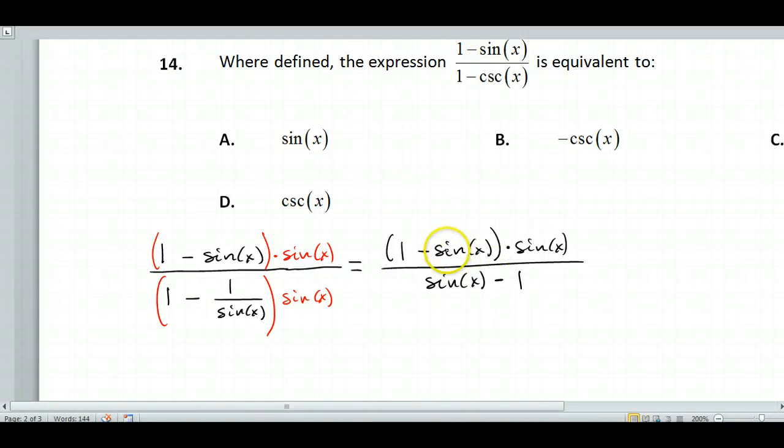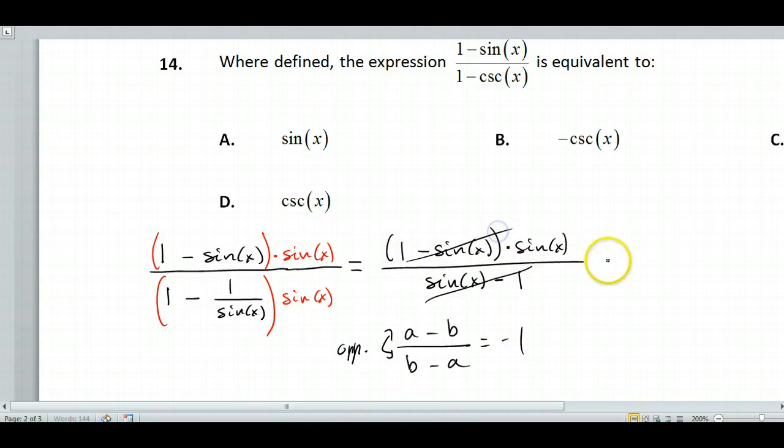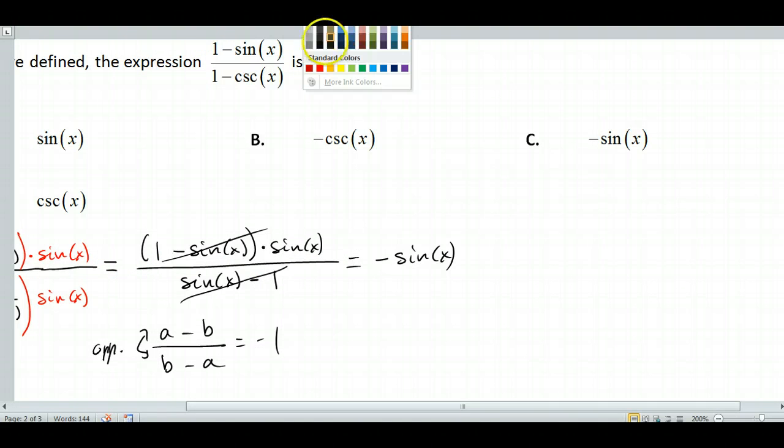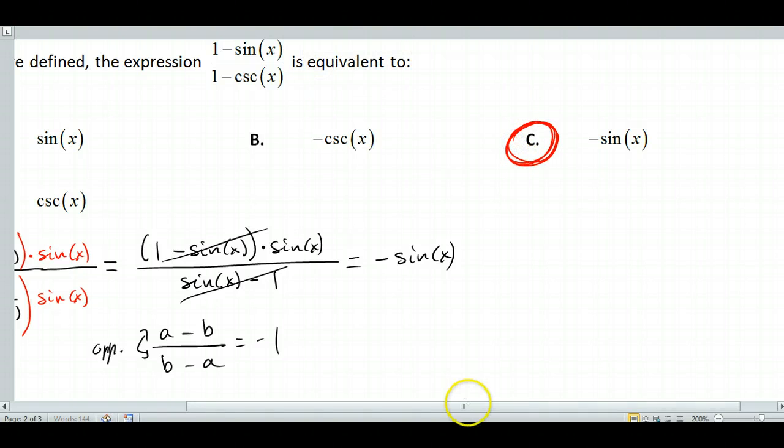And how do you simplify 1 minus sine x and sine x minus 1? How do you simplify a minus b over b minus a? These two quantities are just called opposite, right? And to simplify two opposites, it's just negative 1. That's what you have. So I'm going to cancel this with that, and I'll find negative 1. So it's negative sine x. And negative sine x is c. And with this, we're closing the first part.